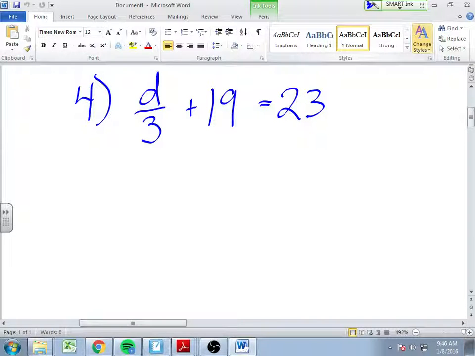Mr. Eisel, what would we do here first? Subtract. We subtract the 19 to undo the addition. That then becomes d divided by 3 equals 4. And Braden, what would we do now?